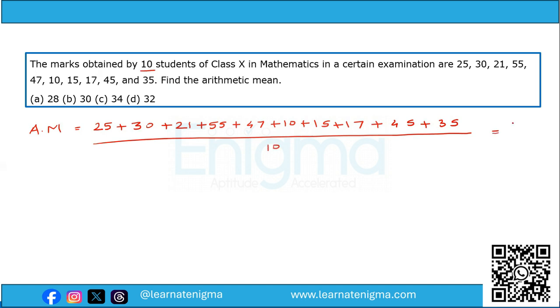Now the addition comes out to be 300 divided by 10. We get the answer as arithmetic mean is equal to 30. So option B will be our answer.